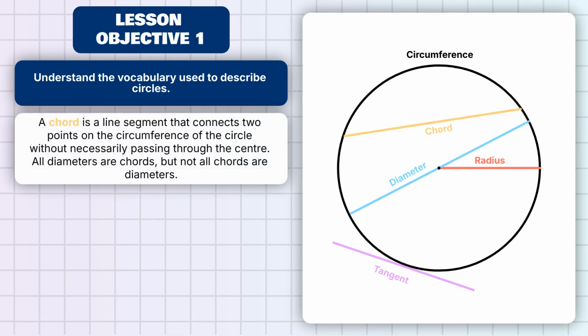A chord is a line segment that connects 2 points on the circumference of the circle without necessarily passing through the center. All diameters are chords, but not all chords are diameters.